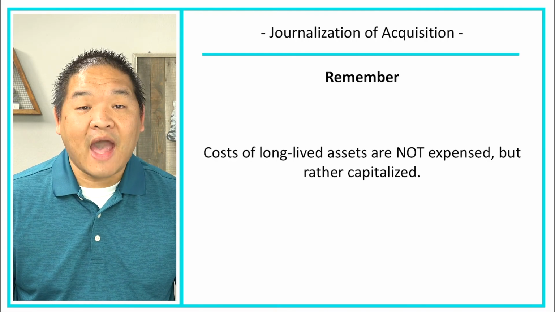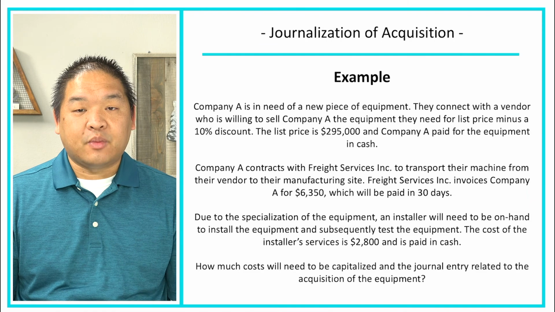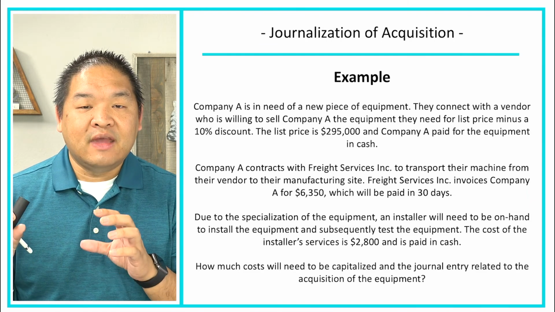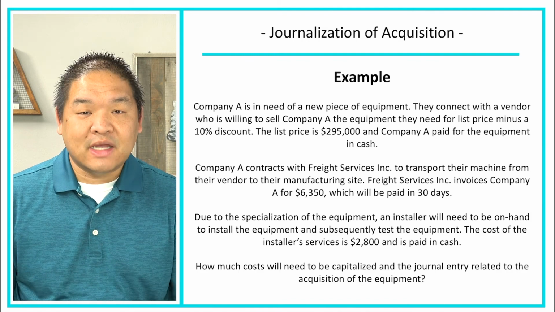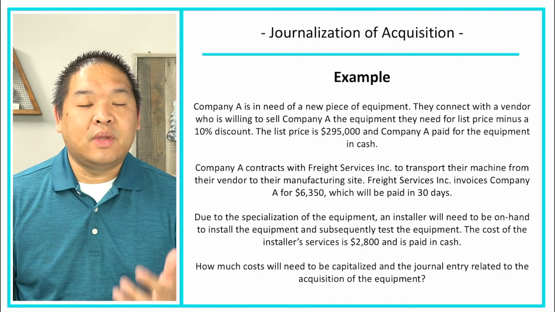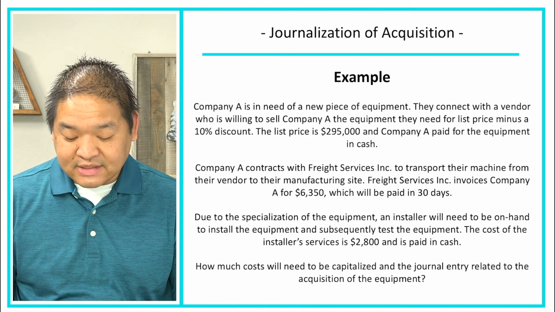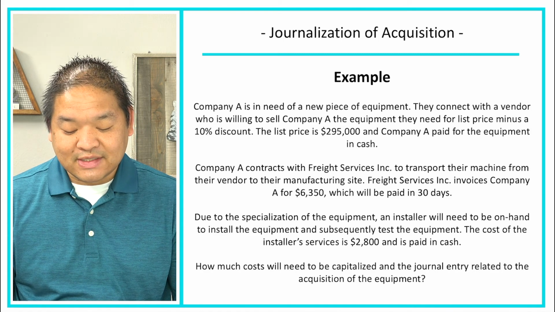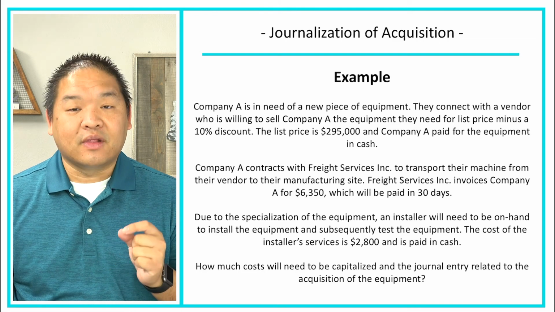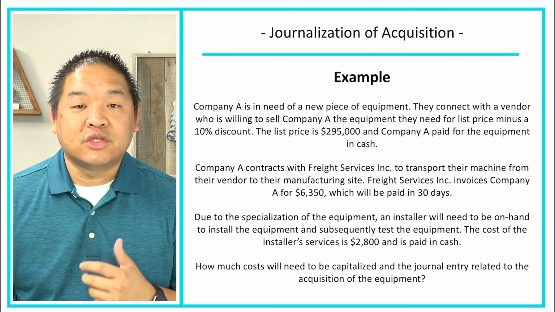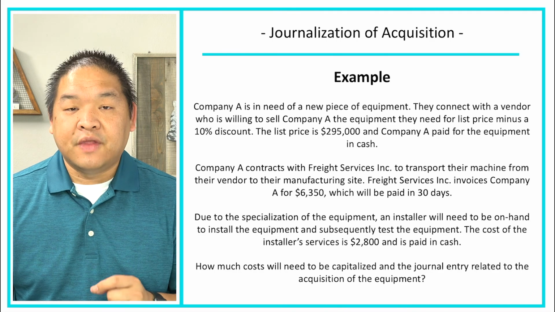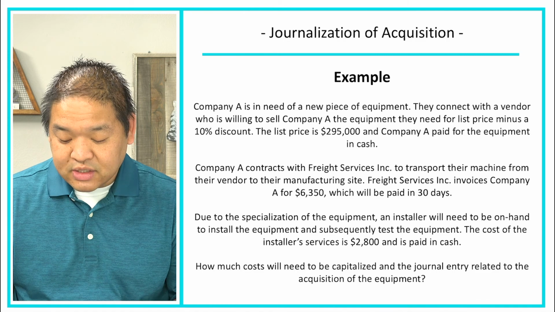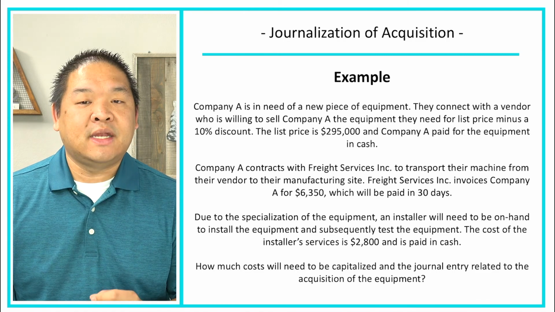So we're going to do this under the backdrop of an example. So let me give you the example prompt. I know there's a lot of information, but we're going to go through each piece of information step by step so we understand how we get the number that we get at the very end of this lesson. So Company A is in need of new equipment. They connect with a vendor who is willing to sell Company A the equipment they need for list price minus 10%. So they're going to get a 10% discount off the list price. Now, the list price of this equipment is $295,000, and Company A paid for the equipment in cash.